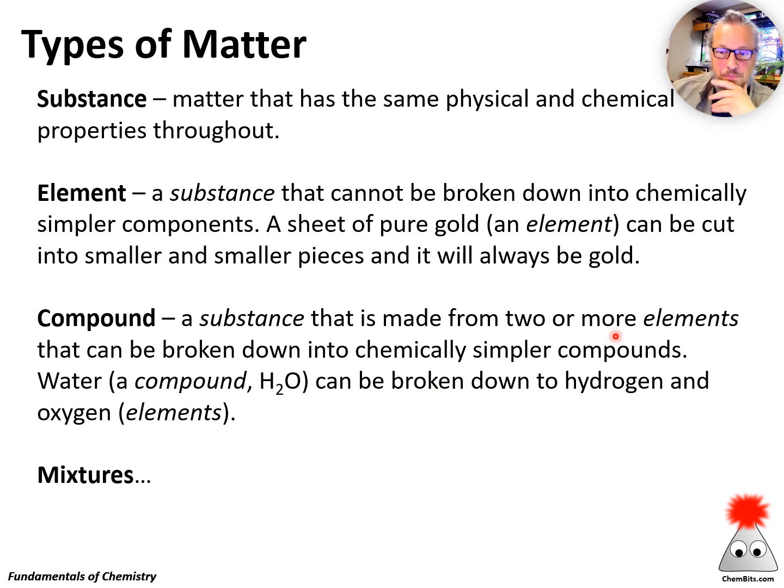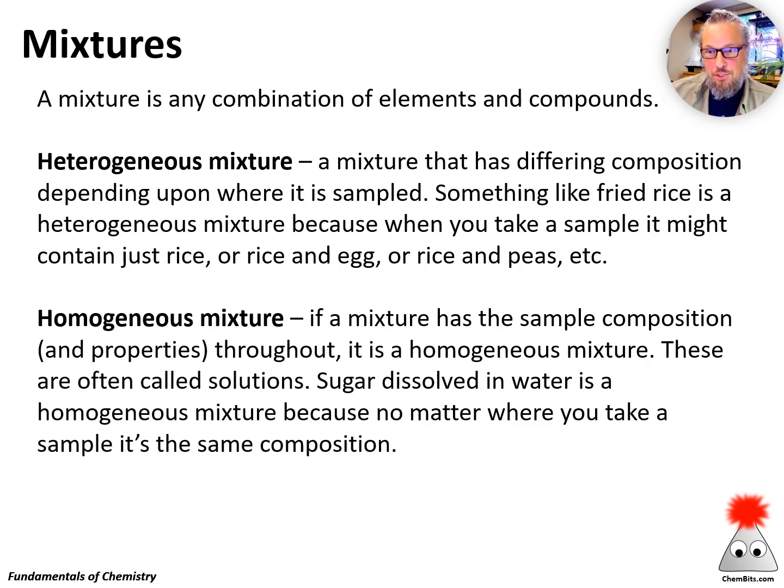It's a compound. What about mixtures? Well, a mixture is any combination of elements and compounds. It can be all different elements, it can be all different compounds, it can be a mixture of elements and compounds together. We classify mixtures as either being heterogeneous. Heterogeneous mixtures are things that have differing composition depending where you sample them. So I've got things like fried rice here. It's a heterogeneous mixture because one little forkful might just have rice in it, one might have some egg, one might have some peas or some onions. It's heterogeneous.